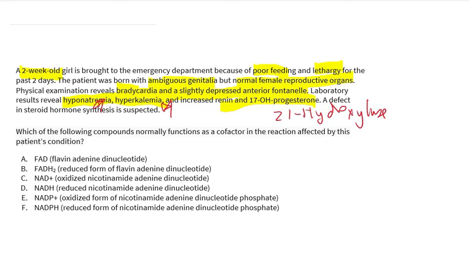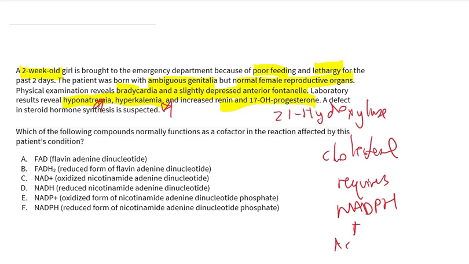They are very transparent with us in saying this patient has a defect in steroid hormone synthesis. And if we remember, all steroid hormones produced by the adrenal gland come from the same precursor of cholesterol. And cholesterol synthesis requires NADPH produced from the HMP shunt and acetyl-CoA.